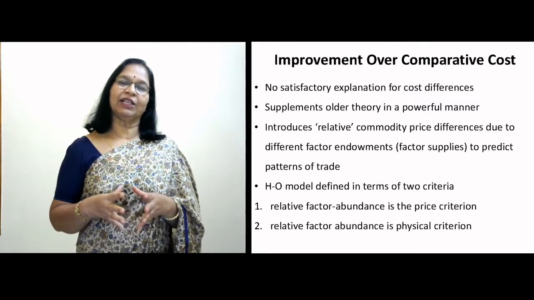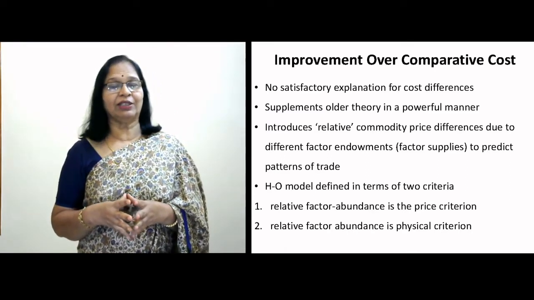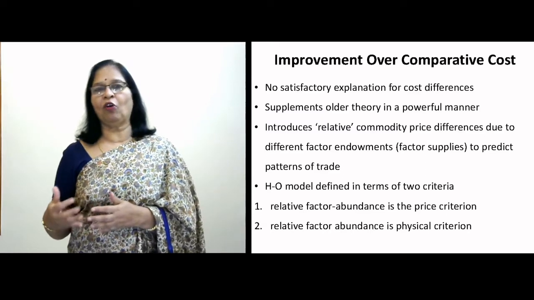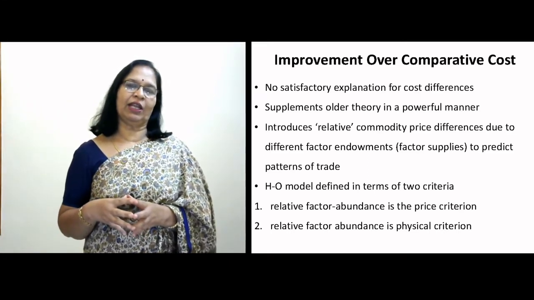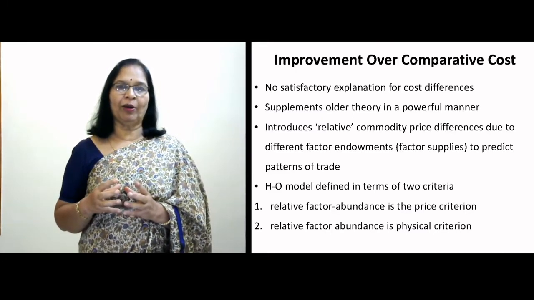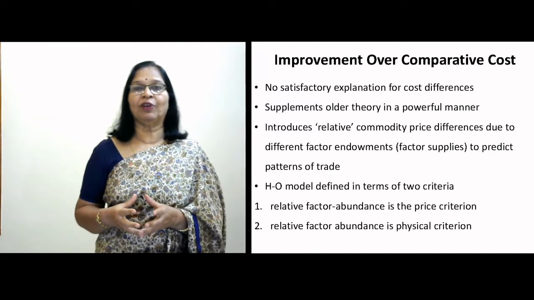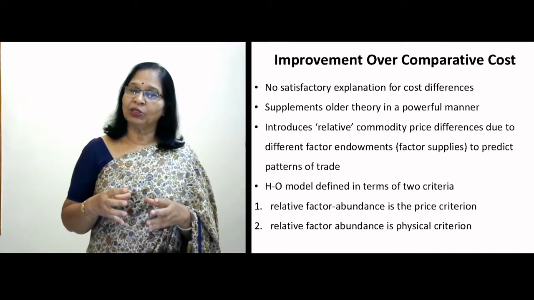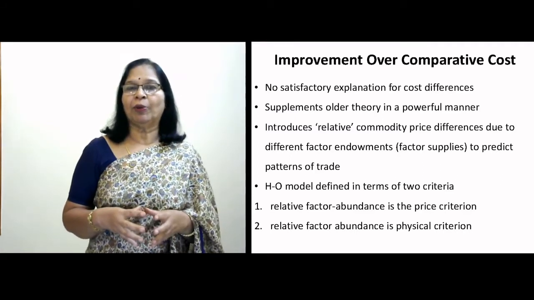Now, how do we say that the Heckscher-Ohlin model is an improvement over the Ricardian model? First of all, this model does not reject the Ricardian model. In fact, it makes this model more powerful because it is used as the basis of the Heckscher-Ohlin model. The Ricardian theory had not explained the causes of the differences in the cost of production between the two countries. Therefore, this theory is considered to be more powerful in the sense that it has examined why the two countries produce the two goods at different costs. It introduces the relative commodity price differences because it introduced factor endowment. And because of the factor endowment, each country will experience differences in the price of the factors that are used in production.